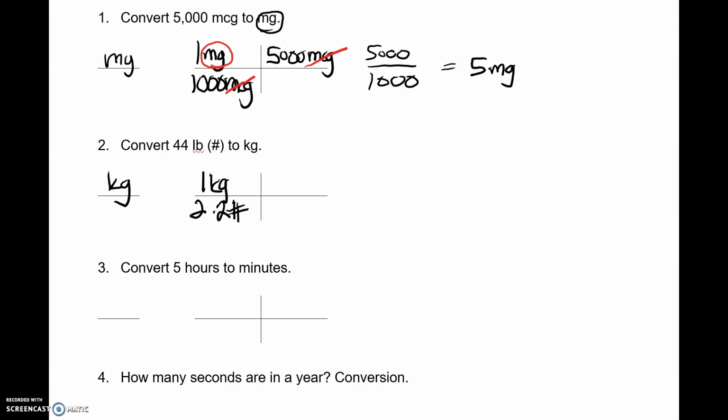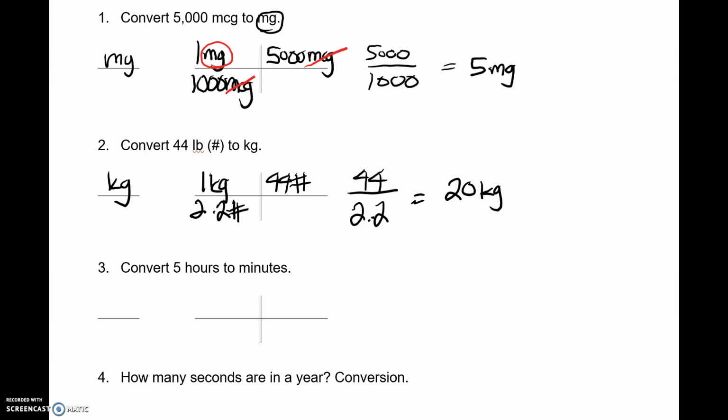And then we have 1 kilogram equals 2.2 pounds. So we're looking for 44 pounds. 44 pounds divided by 2.2 will give us the amount of kilograms. We take 44 divided by 2.2, we get 20 kilograms.